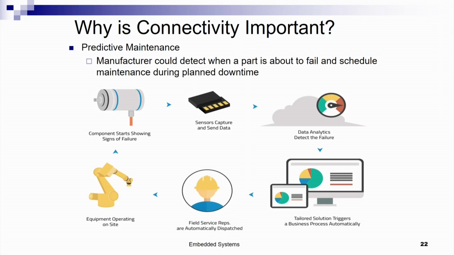The tailored solution triggers a business process automatically. It tells the service team that there is a failure, and then the field representatives are ready, and the servicing is done whenever, let us say, the plane lands at a certain airport. Before the failure has actually happened, the servicing has been done at the airport once the aircraft has landed. This is how connectivity has helped here. It can allow predictive maintenance.